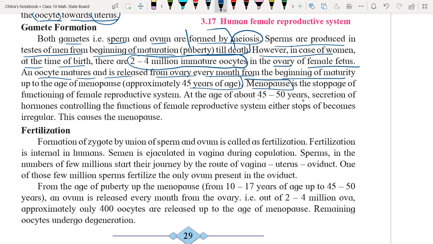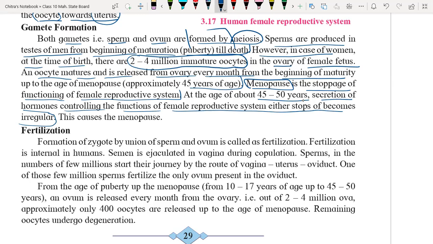Very important. After the age of 45, sometimes 50, the release of egg cells stops. That stage is called menopause. Have you understood menopause? What is menopause? It is the stopping of the functioning of the female reproductive system. At the age of 45 to 50 years, the secretion of the hormones controlling the function of the female reproductive system either stops or becomes irregular. So if a question comes, why does menopause start at the age of 45 and after that?